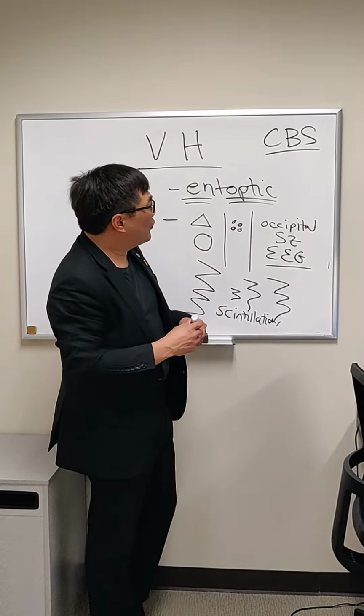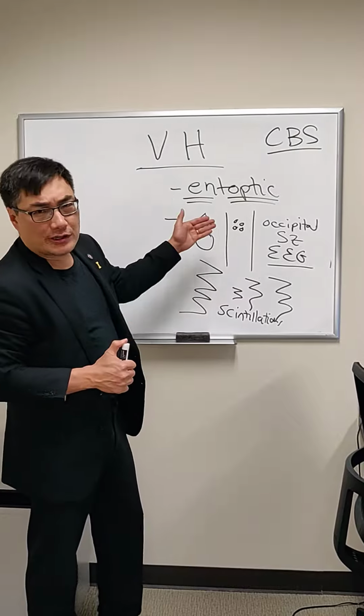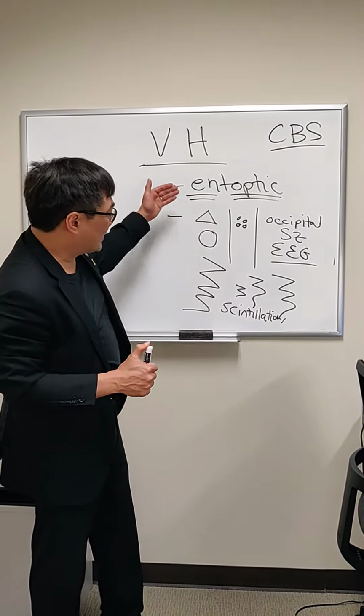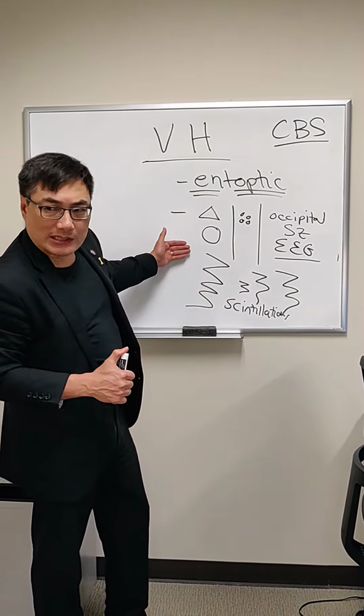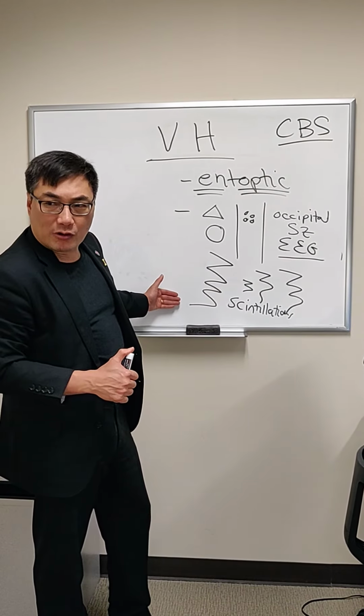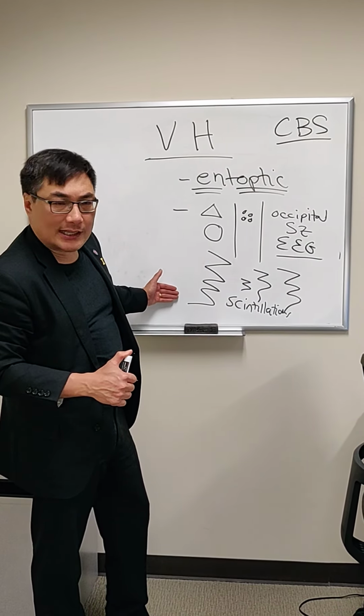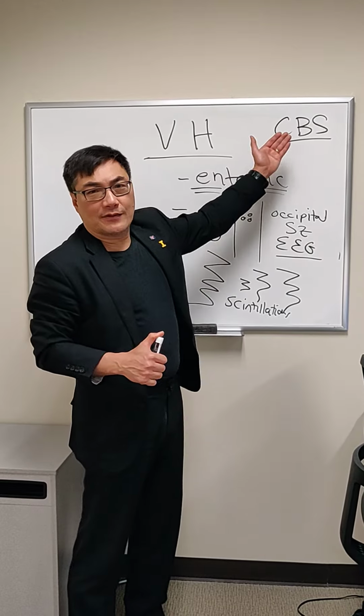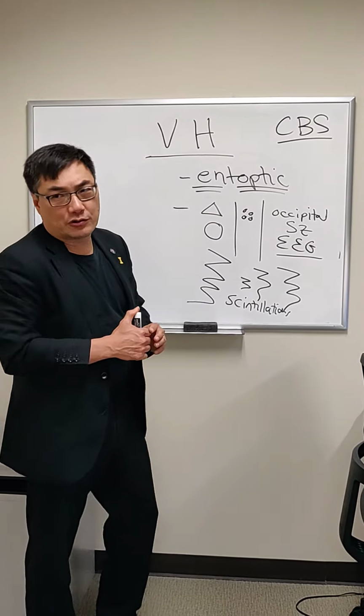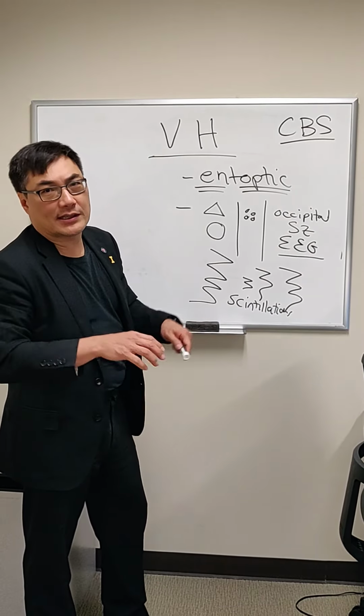If you just knew these major categories of visual hallucinations: entoptic, occipital seizure with the little circles, migraine aura with a fortification scintillating scotoma, and the Charles-Bonnet phenomenon, you would pretty much know the majority of the visual hallucinations that come to ophthalmology.